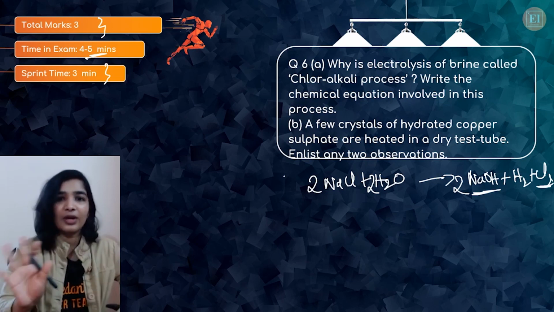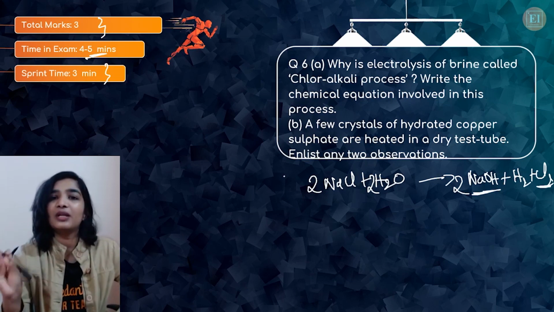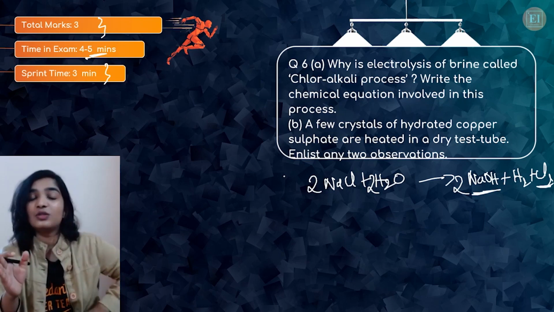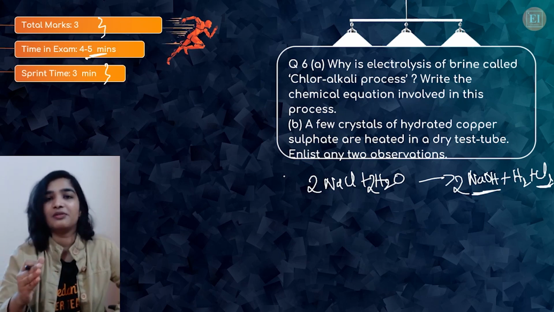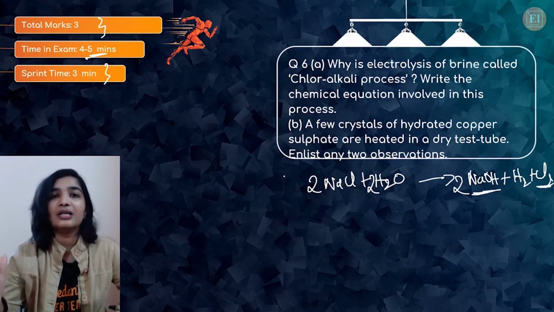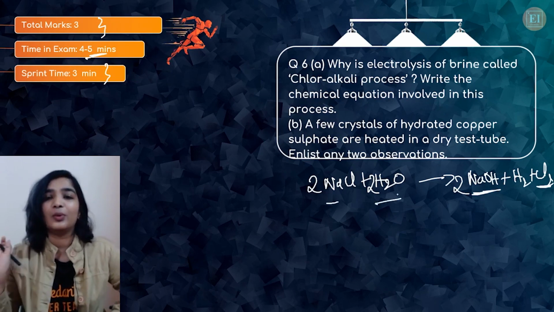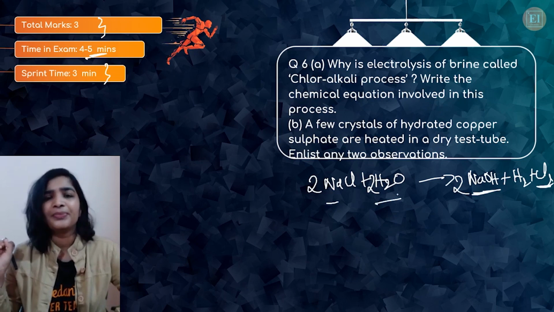Okay, question B. Done? Why is electrolysis of brine called the chloralkali process? Because chlorine and an alkali, sodium hydroxide, are the products of this reaction, hence it is called the chloralkali process. We have written the balanced chemical equation.